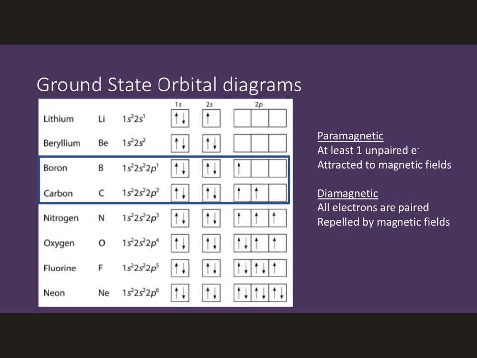A couple other pieces of information we're going to want to have is just some definitions. Paramagnetic versus diamagnetic. And it's just definitions here. If we have at least one unpaired electron, we call it paramagnetic, and that means it is attracted to magnetic fields. So things like boron, things like carbon, definitely attracted to a magnetic field. Whereas if we look at something down here like neon, we see that all the electrons are paired. These are actually repelled by magnetic fields. They are not attracted. This will also be something we'll see when we start dealing with molecular orbital theory and making bonds, but for right now, it's just a little bit of definitions that we need to have.